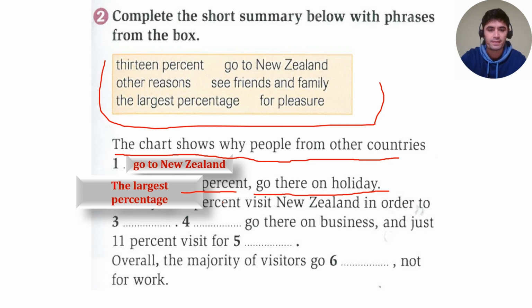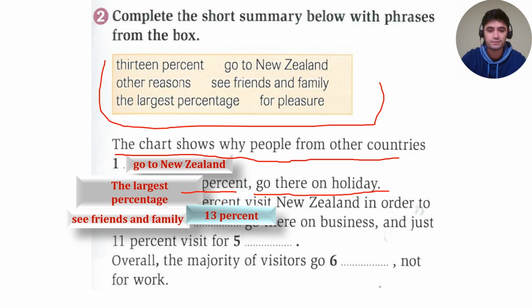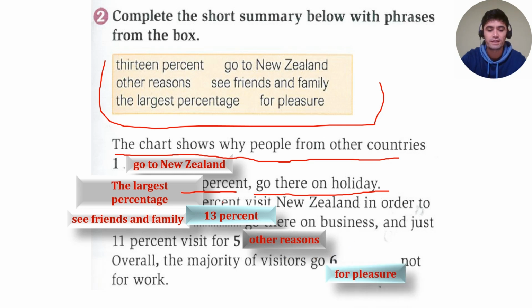Next, 20% visit New Zealand in order to see friends and family. 13% go there on business and just 11% visit for other reasons. Overall, the majority of visitors go for pleasure, not for work. Do you remember our conclusion?